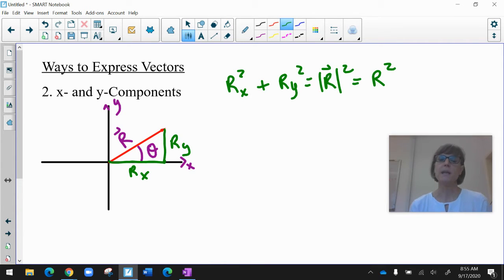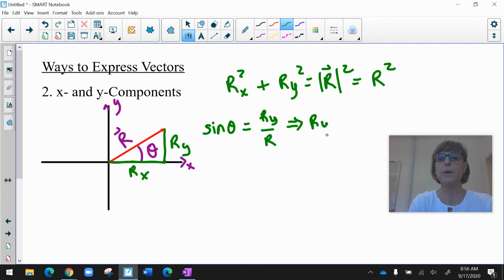I also know some things that have to do with trig, right? So for instance, what's the sine of theta going to be equal to? Well, remember, sine is going to be opposite over hypotenuse. So this is going to be ry over r. And if what I'm really interested in is ry, I can do some cross multiplying and get that ry is equal to r sine theta.